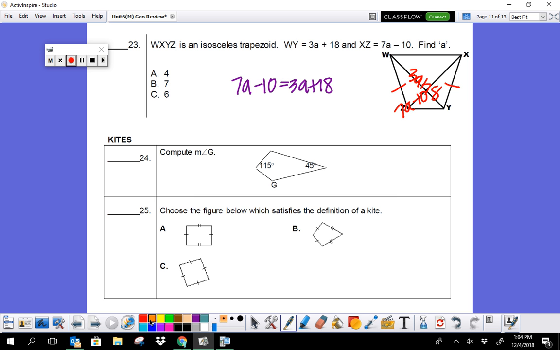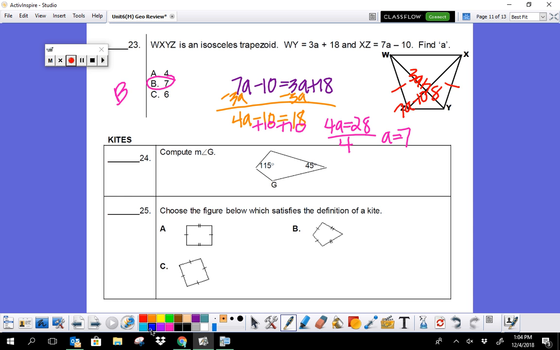Subtract 3a. So I have 4a minus 10 equals 18. I'm going to add the 10 now. So I have 4a equals 28. And divide by 4. And so a would be 7.